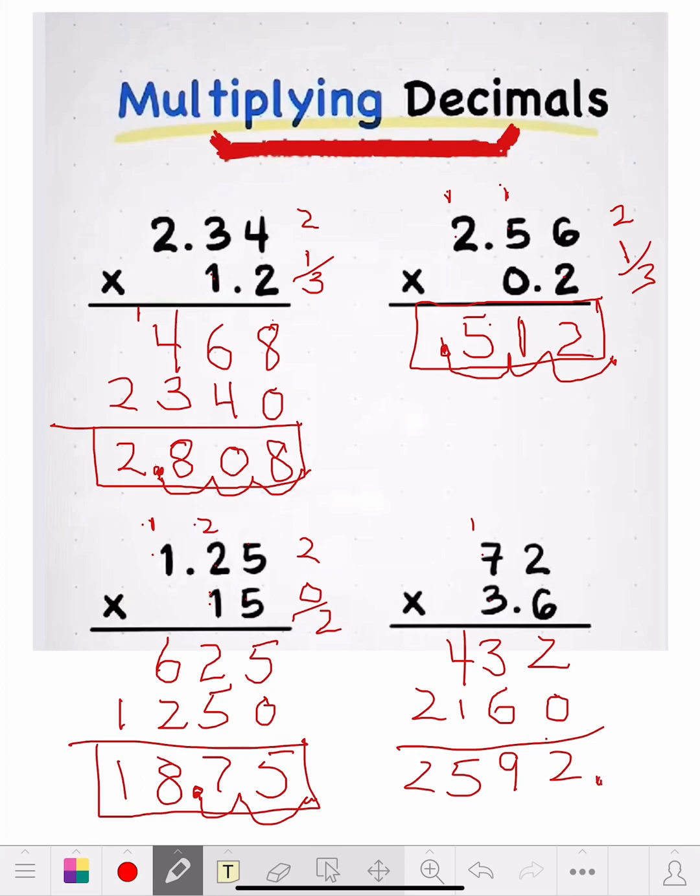But what do we got here? Well, we got a 0 up here, no decimal points, and we got a 1 there. So what's this 1? So we want to move over just 1 decimal point right there. Make it nice and dark. Square this off so the teacher knows my answer is 259.2. And that's all there was to this.